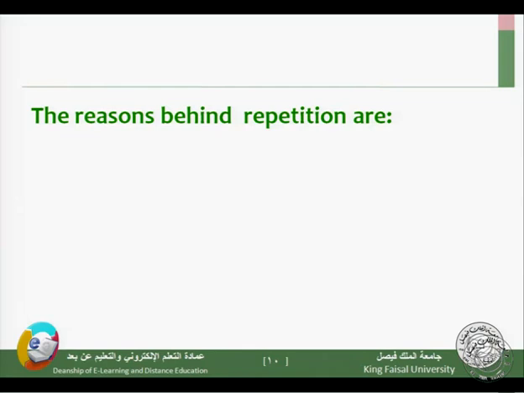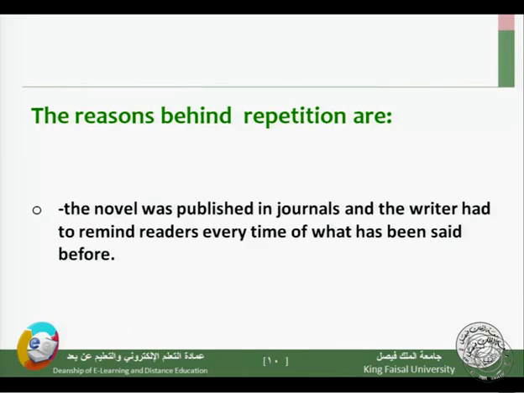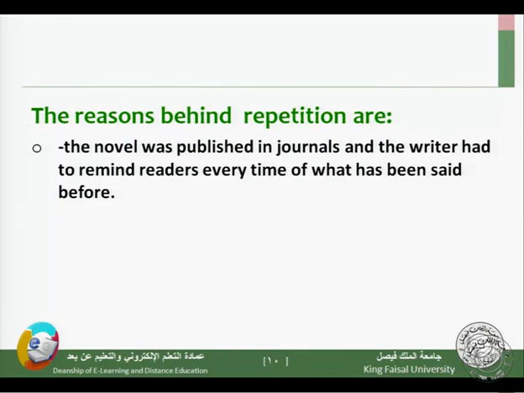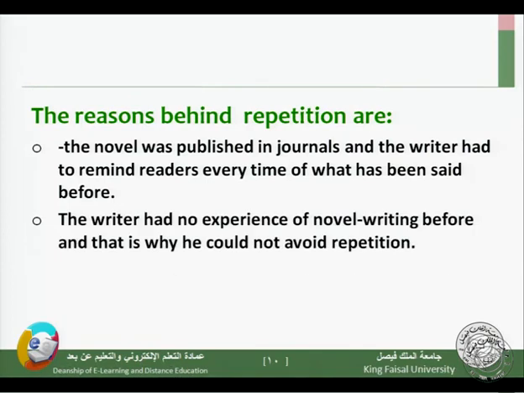So how would the writer convince readers of the story and the plot? He would repeat himself. Every other section or so, the writer began to talk to them about the same things that he talked about before. It is, of course, one of the disadvantages of the novel in the 18th century. Redundancy, repetition. The novel was published in journals, and the writer had to remind readers every time of what has been said before. The writer had no experience of novel writing before, and that is why he could not avoid repetition.